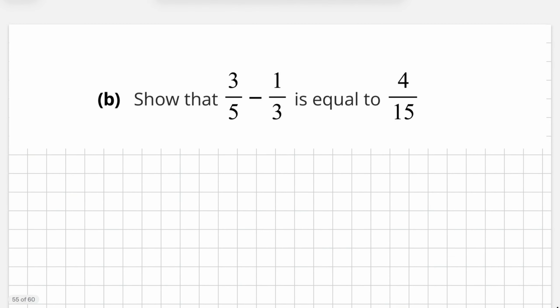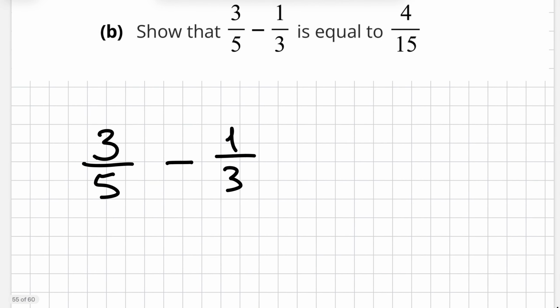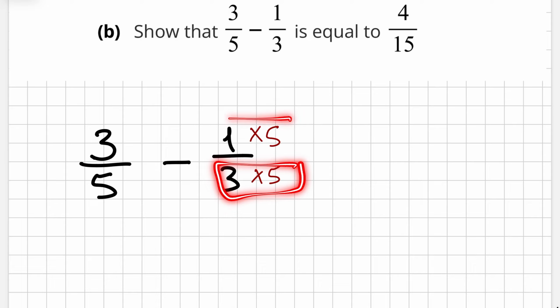Next, the question we have is subtraction of two fractions. When we have fractions and we have subtraction or addition, we have to make denominators the same, and we have to show this equal to 4 over 15. So the first thing here is to make the denominators the same. The common denominator in this case is going to be 15, so we need to multiply this by 5 and this by 5. Whatever I do down, I do up.